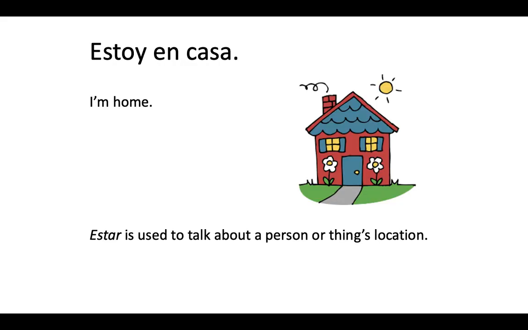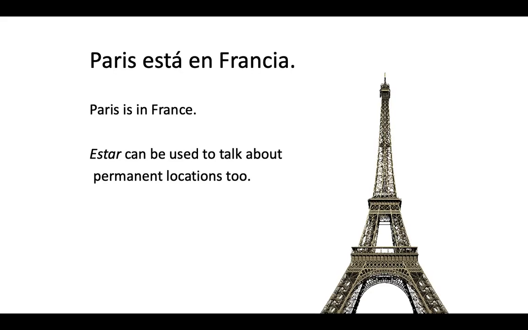It can talk about a person or thing's location. It can also talk about permanent locations. So this is one place where it's important to remember that ser isn't necessarily permanent and estar isn't necessarily temporary, because estar will always be for locations and positions, even if they are permanent.